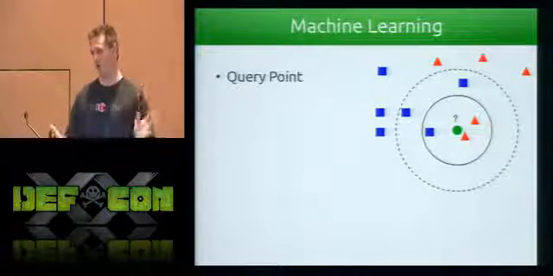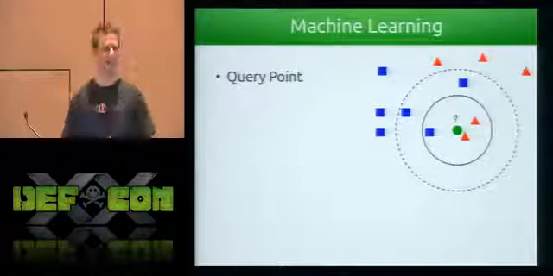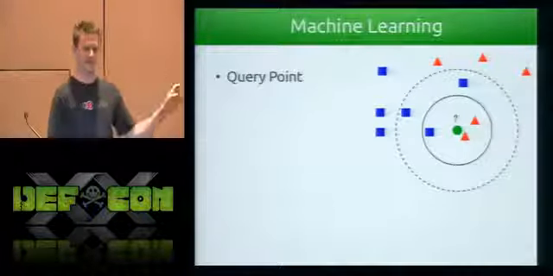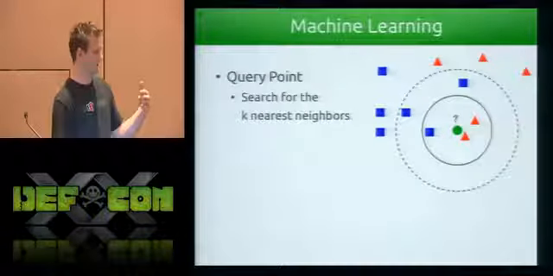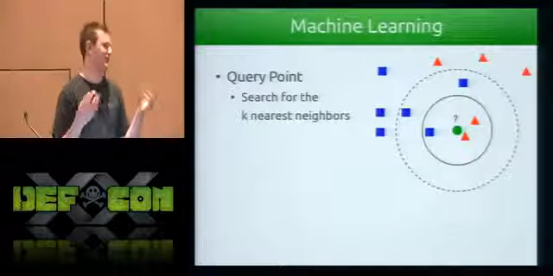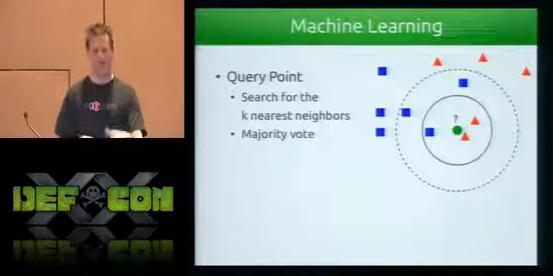And then you have a query point. So now you have this green dot in the center, right? You say, well, I just found some new suspect. Is he good or is he bad? How do you answer that question? Well, you just search for the k nearest neighbors, where k is some constant that you choose. And in this, you can take a majority vote.